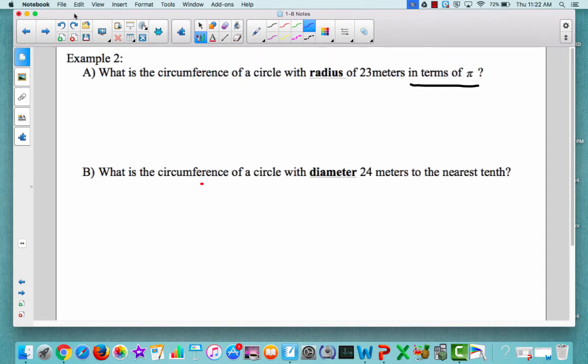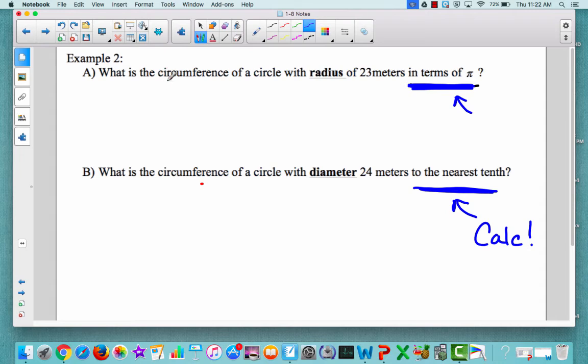All right, let's look at circles. There are a couple different ways I can ask for circles. I can ask you to give me the circumference in terms of pi or to the nearest tenth. If I ask in terms of pi, that means I want pi in the answer. If I ask to the nearest tenth, I want you to use your calculator. So you are going to have to know the difference.